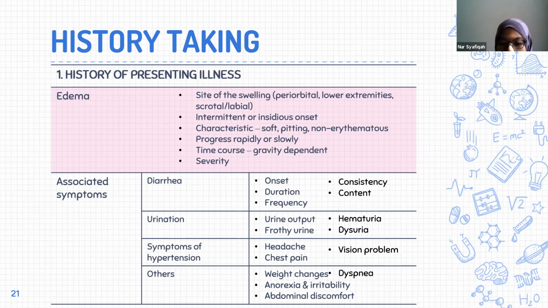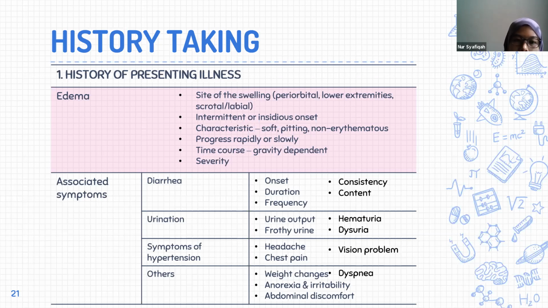And the others, we can ask about weight changes. This may be associated with malignancy or poor nutrition. We can also ask about anorexia and irritability. We can also ask about abdominal discomfort, which might be due to peritonitis from infection. And also we can ask about dyspnea.